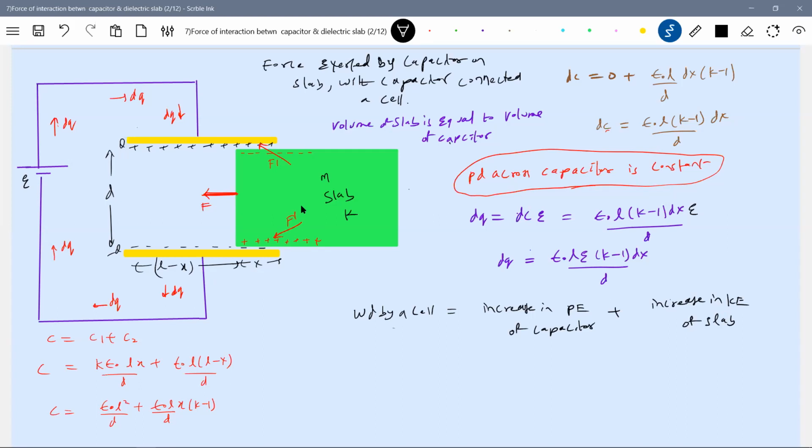Now work done by a cell, dW, will be increment in energy of capacitor, dU, plus the increase in kinetic energy of the slab. Who will increase it? This force. So here we are going to write it as F into dx. Here is where I brought the F. Now work done by cell is E into dq. Do we know dq? It's here, look at here. We have brought it. Sir, how to bring the increment in internal energy of capacitor?